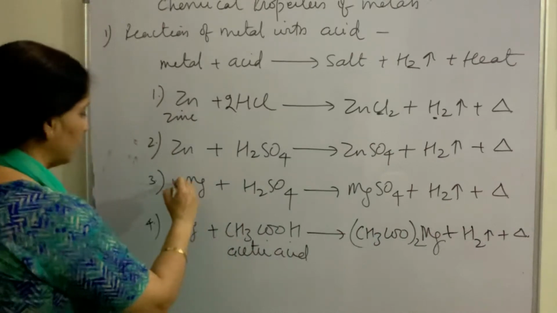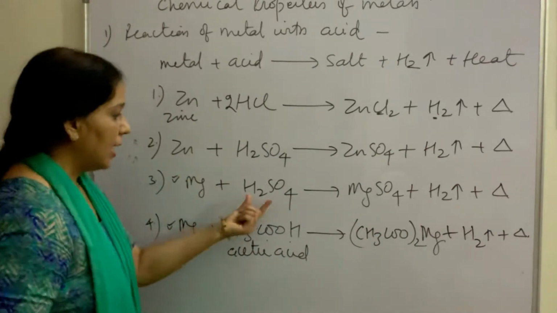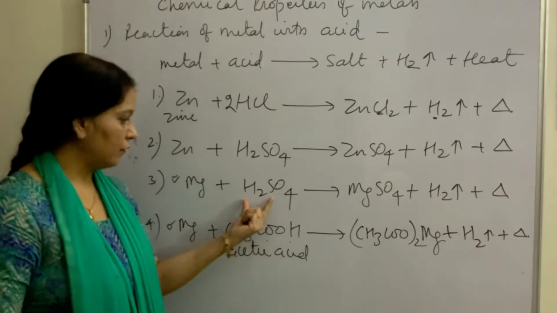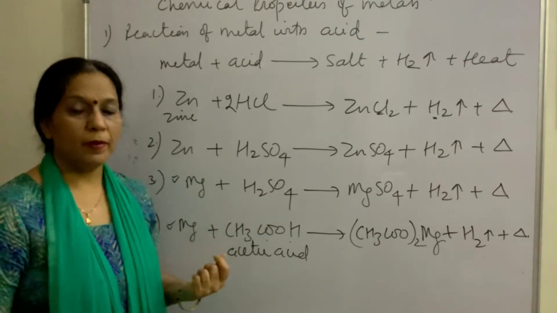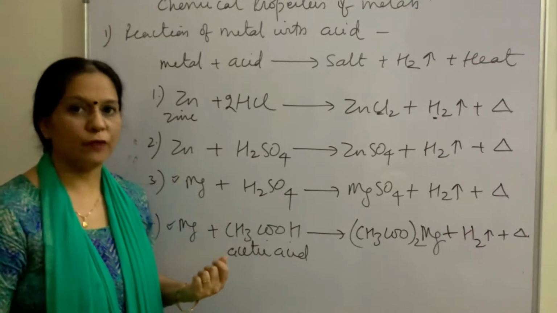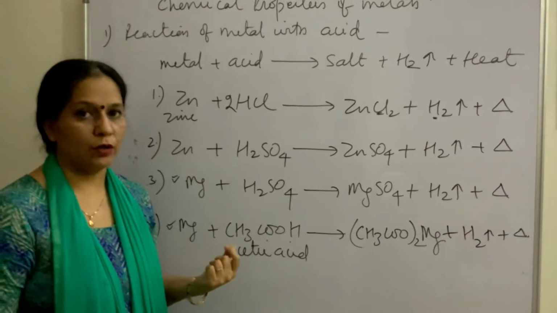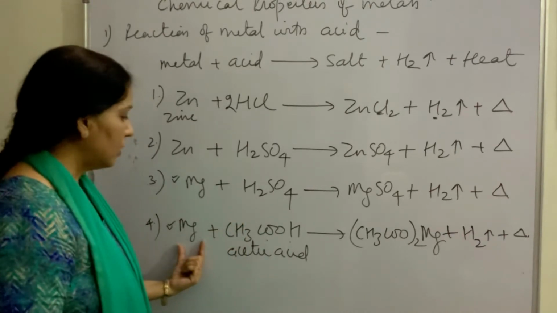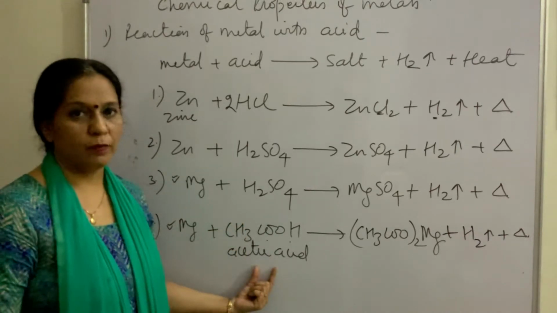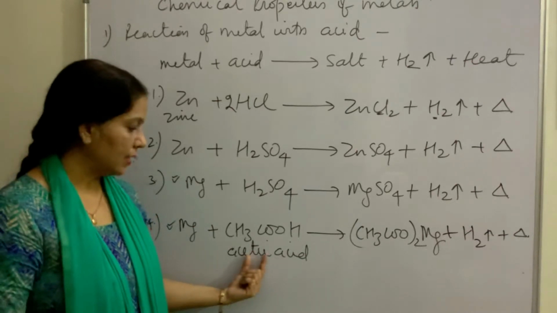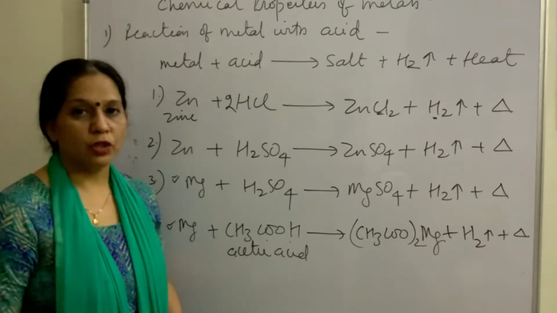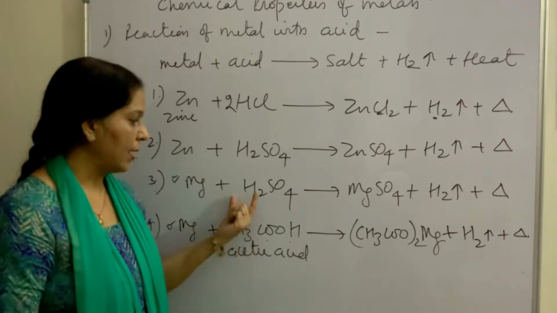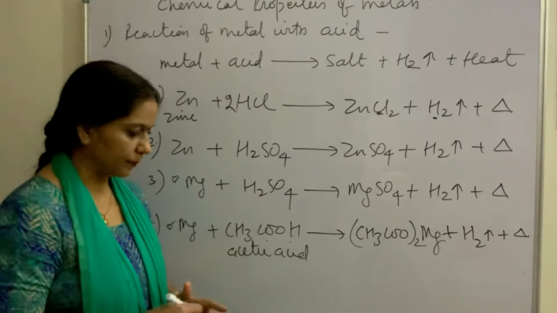What is the difference between these two reactions? Sulfuric acid is a strong acid, so the reaction of sulfuric acid with magnesium will be more vigorous and it will be faster. It will release more hydrogen gas, more bubbles of hydrogen gas. But the reaction of magnesium with acetic acid will be slower because it is a weak acid and the bubbles of hydrogen produced will be fewer and the reaction will be slower in comparison to the strong acid.